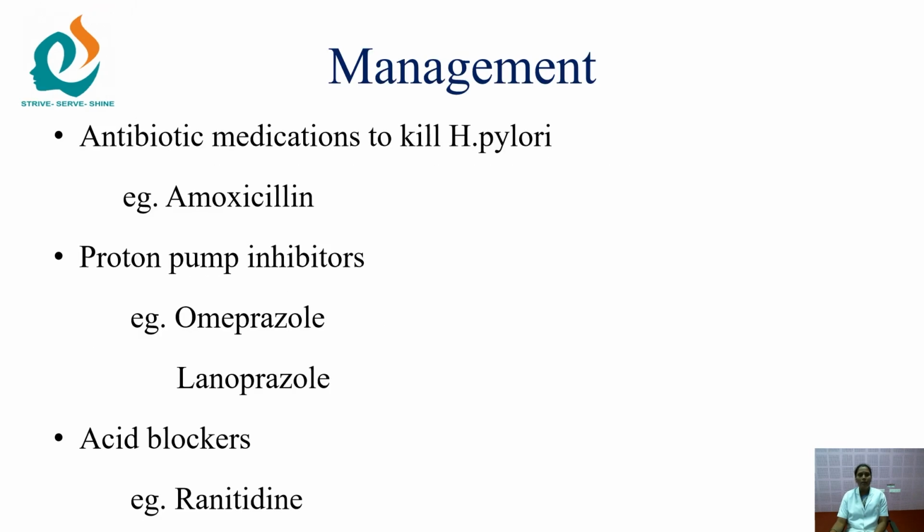Then what is the medical or pharmacological management for the peptic ulcer? First one, antibiotic medication which kills the Helicobacter pylori, for example amoxicillin. Then proton pump inhibitors, for example omeprazole and lansoprazole. Then acid blockers, that is ranitidine. These are all the medications we have to administer to the peptic ulcer patient: antibiotic, proton pump inhibitor and acid blockers.